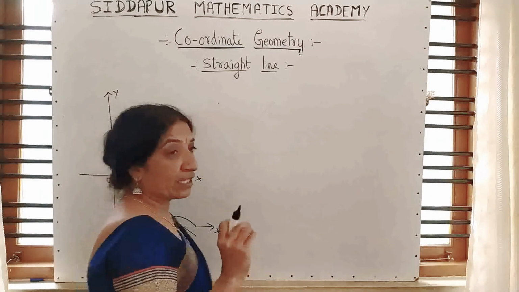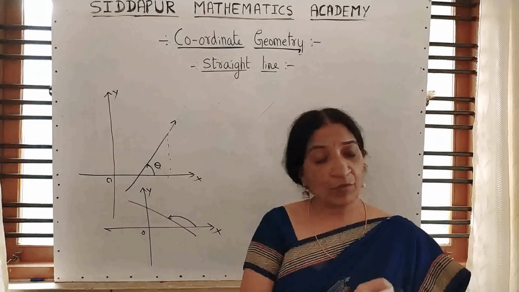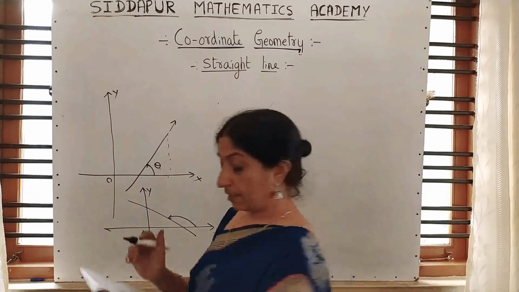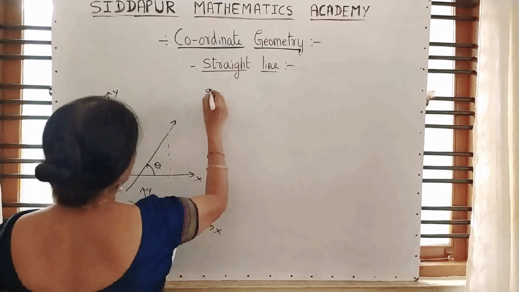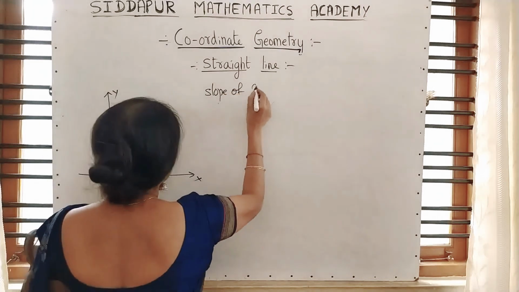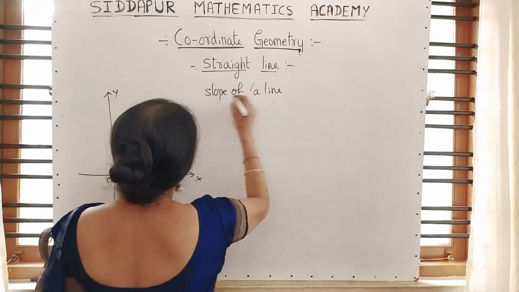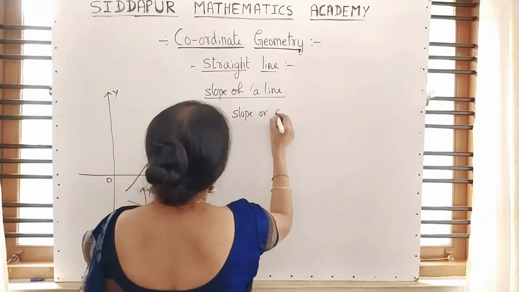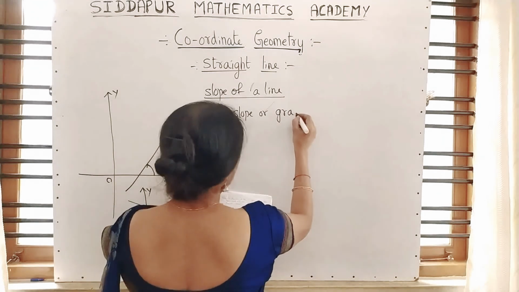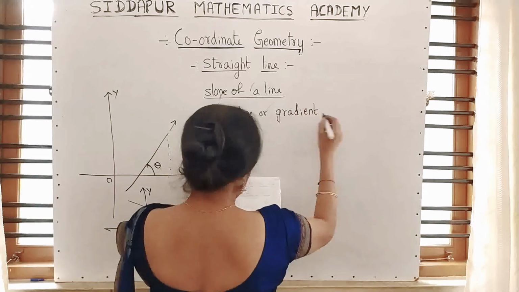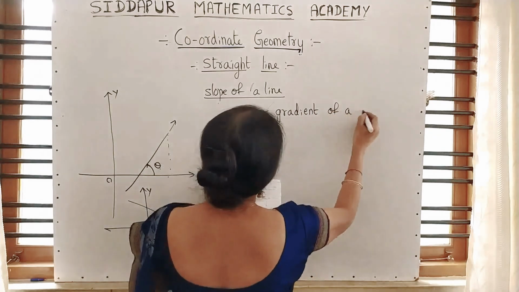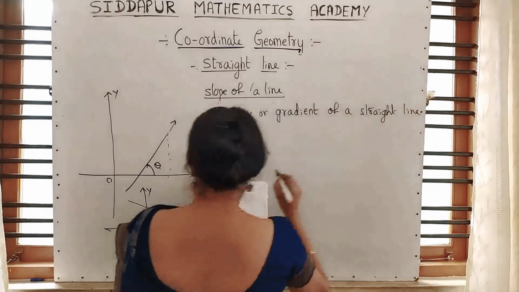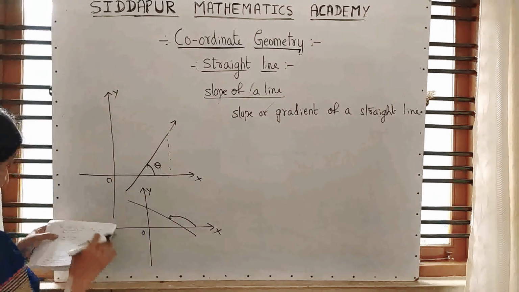If you sit with paper and pen, and if you go on writing the definition along with me, then only the concept will be clear. So the first one is what? Slope of a line. Slope or gradient of a straight line. These are the two figures we have to refer.